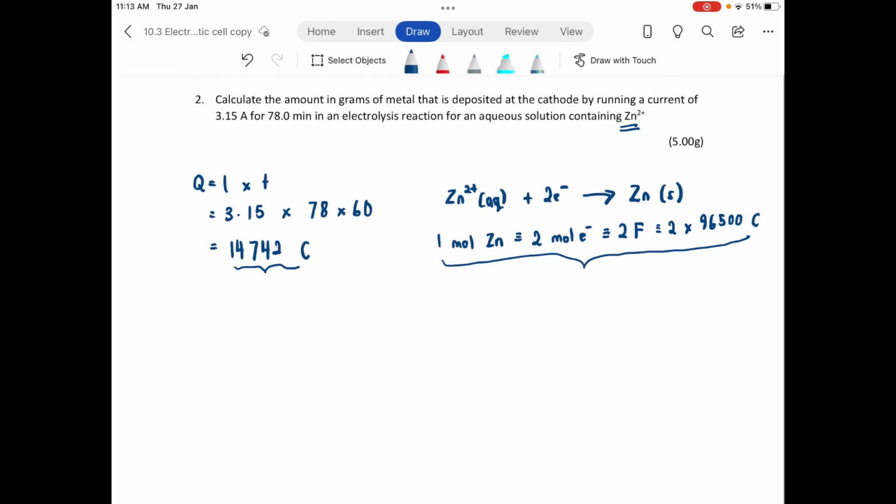So 96,500 times 2 is actually 193,000 coulomb, which is equivalent to 1 mole of zinc. This means if we want to produce 1 mole of zinc solid, we need a charge of 193,000 coulomb. But now we do not have 193,000 coulomb. We only have 14,742 coulomb. So how many moles of zinc is this? We have to calculate, so we make a proportion.